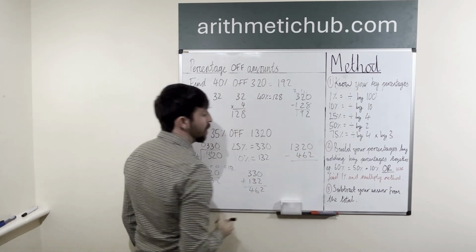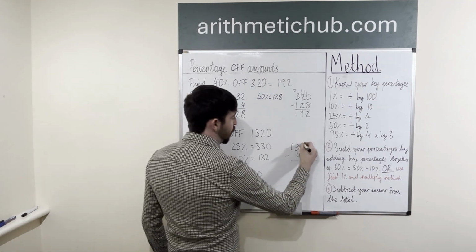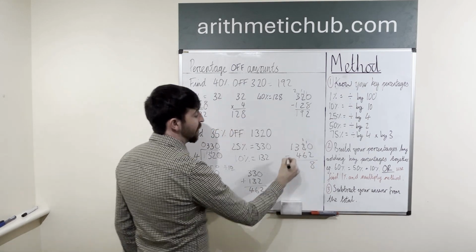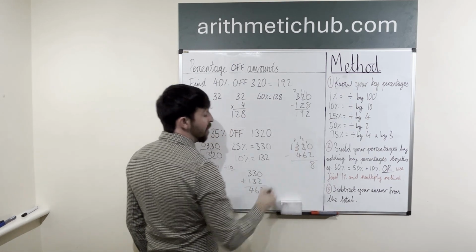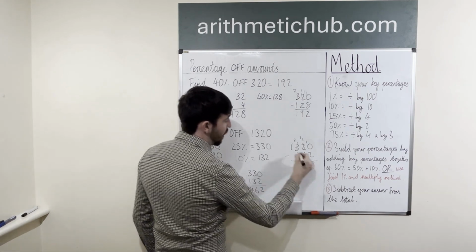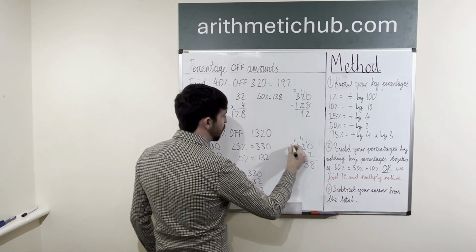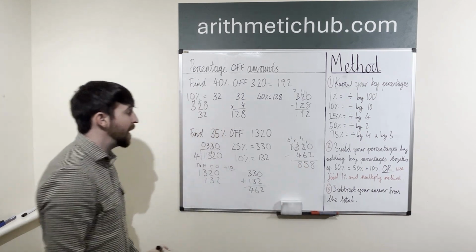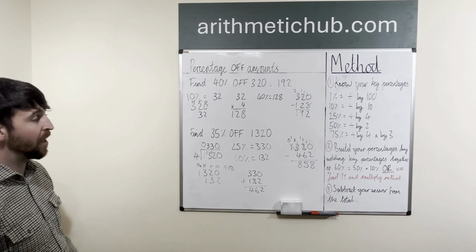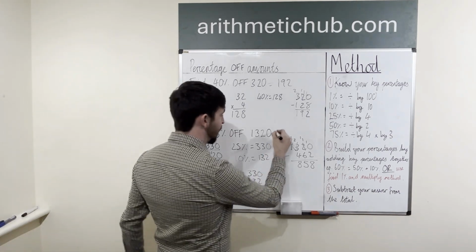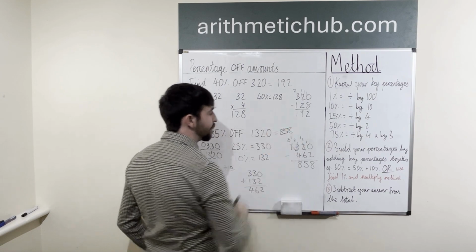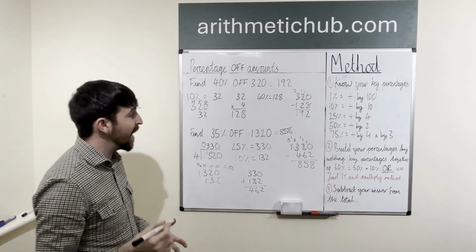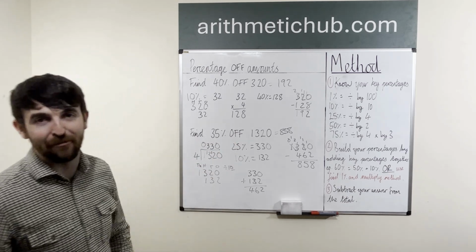0 take away 2 I can't do, so I need to exchange. 10 take away 2 is going to give me 8. 1 take away 6 I can't do, so I need to exchange. 11 take away 6 is going to give me 5. 2 take away 4 I can't do, so I need to exchange again. 12 take away 4 is going to give me 8. So my answer to 35% off 1,320 is 858. Just remember that final step when you've got off. Remember, off is an extra step because they've got an extra F.